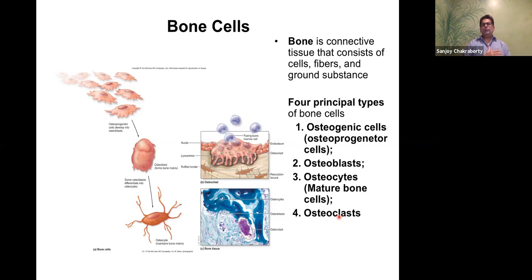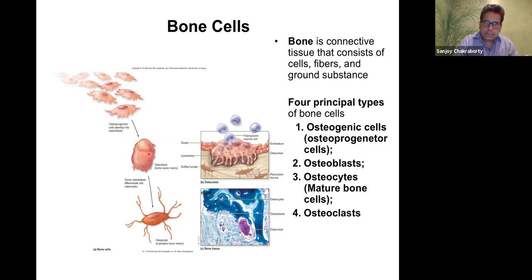So if a question is asked, what is the mature bone cell? You have to say osteocyte. What are the developing bone cells? Your answer should be osteoblast. What is the stem cell? Osteogenic or osteoprogenitor cells. Now, initially, look at the slide. Osteogenic cells look like this. Now, slowly, these osteogenic or osteoprogenitor cells are growing.